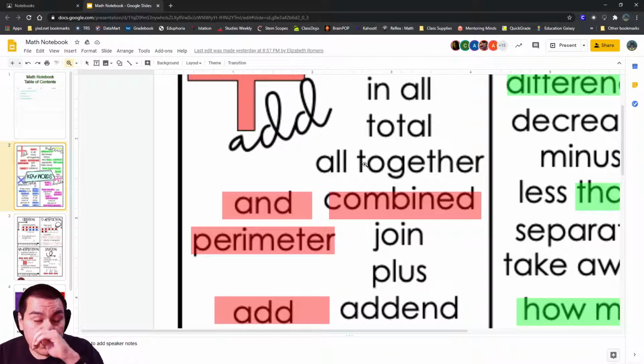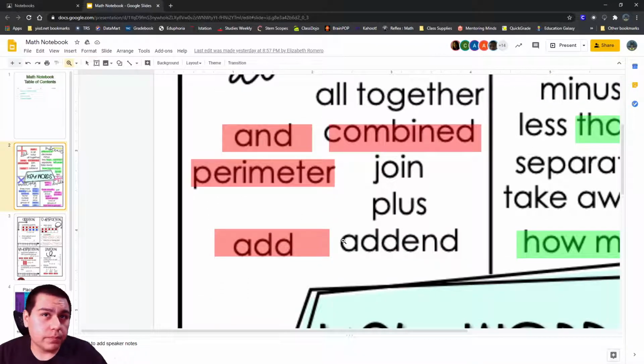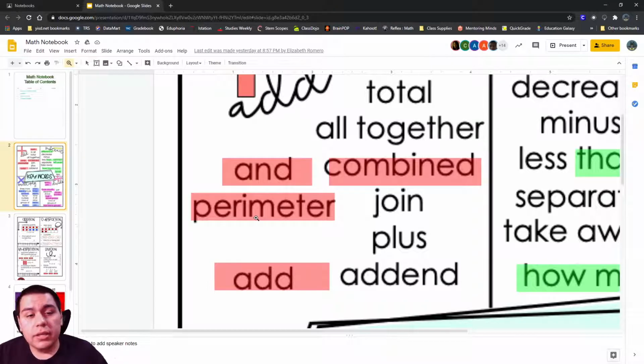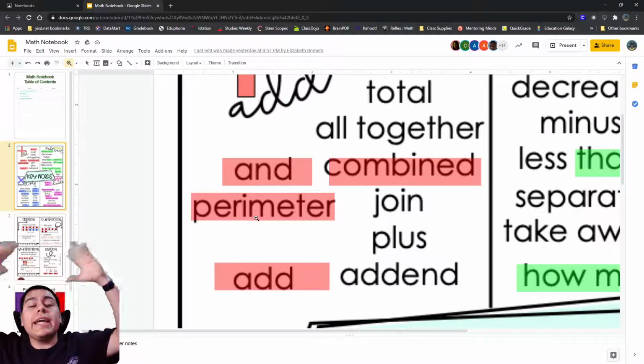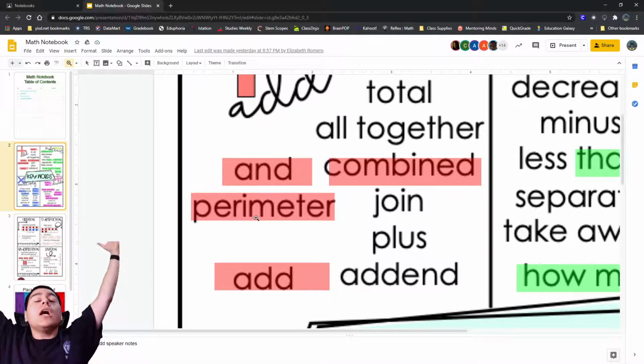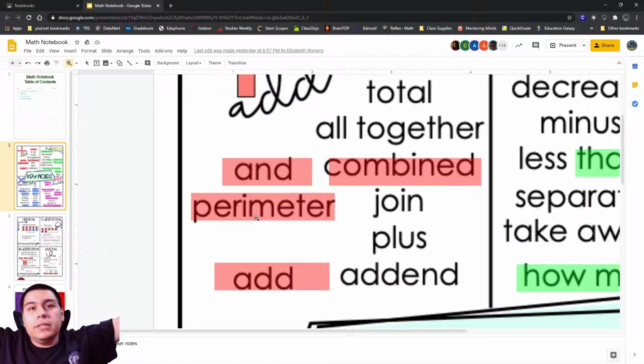So "and" is a very big clue if you see it together with another one of our words from our list. Perimeter. If they ask you for the perimeter of something, that is a big, huge, gigantic, enormous, colossal, massive hint that they want you to add. And the last one, sometimes they just tell you to add. So if they tell you to add, add. You don't have to worry about that one. Okay?